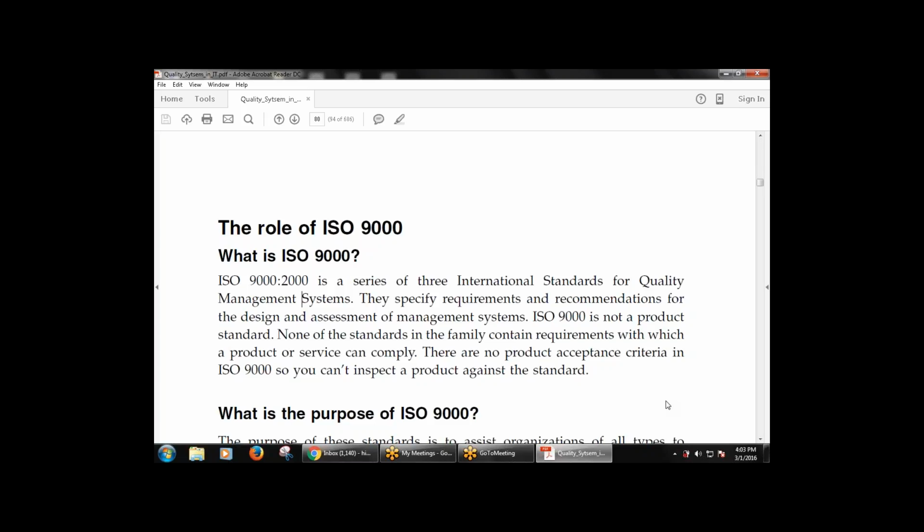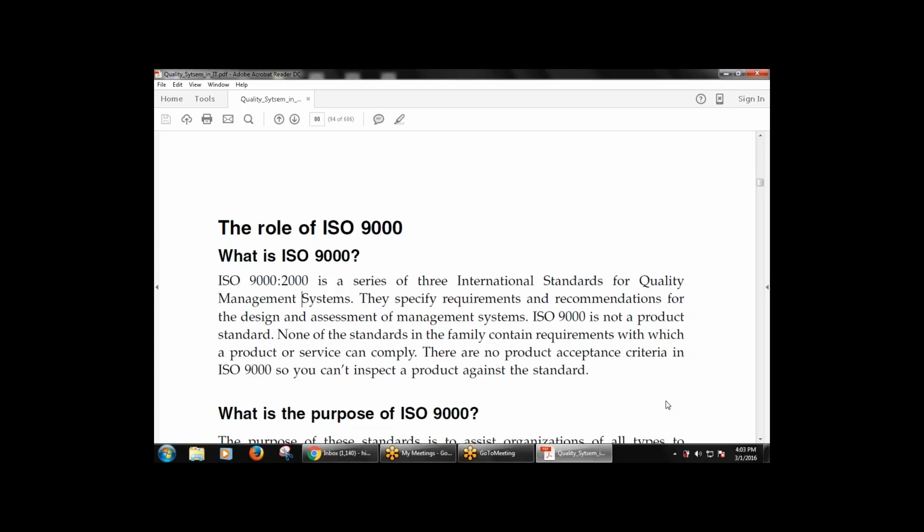standards. So the main purpose is to assist, that is, to help organizations of all types to implement and operate an effective quality management system. So there should be an effective and considerable quality management system when the organization uses the ISO 9000 standards.